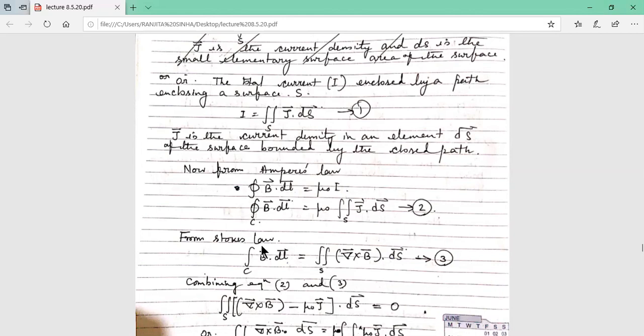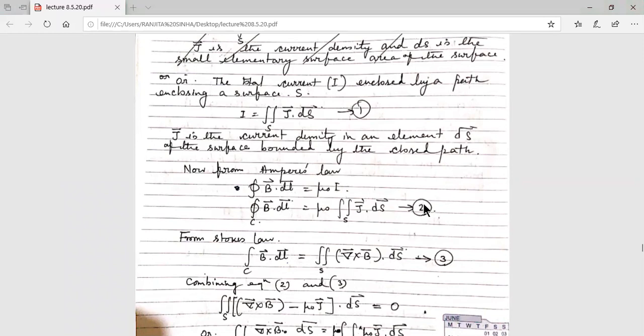Now from Stokes law, what can we write? Line integration B dot dl equal to surface integration curl of B dot ds. This is given as equation number 3. So Stokes law can convert line integration to surface integration, as Gauss law converts surface integration to volume integration.